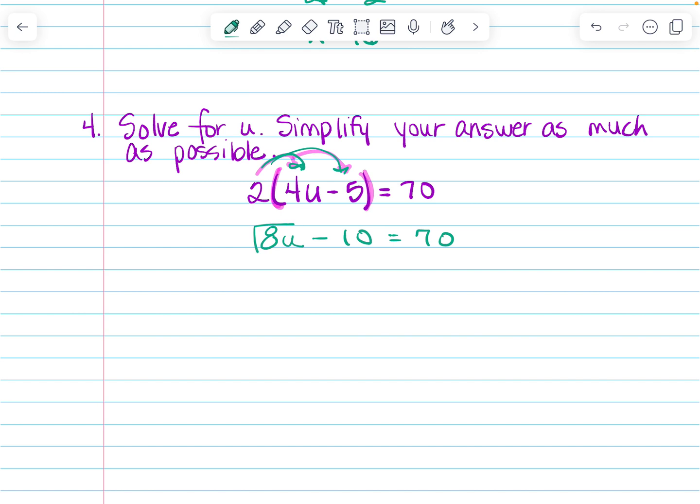And then we leave that variable piece for the very end. So we need to cancel out minus 10 by adding 10 to both sides, which leaves us with 8u equals 80. To cancel out this multiplication between 8 and u, we use division by 8, leaving us with u is equal to 10.